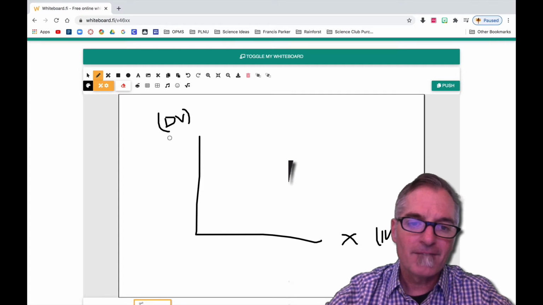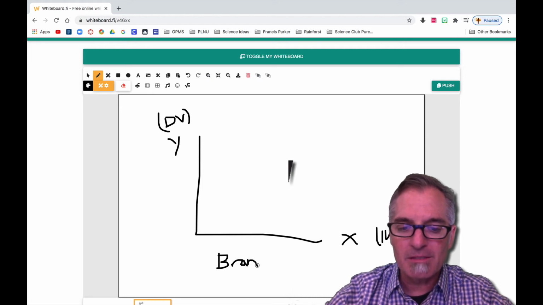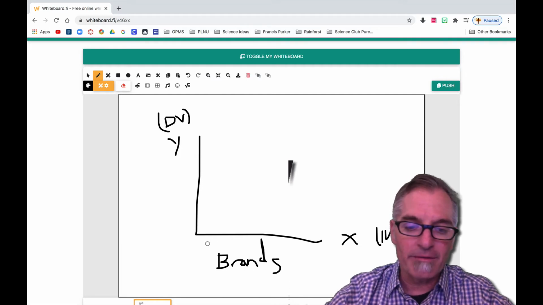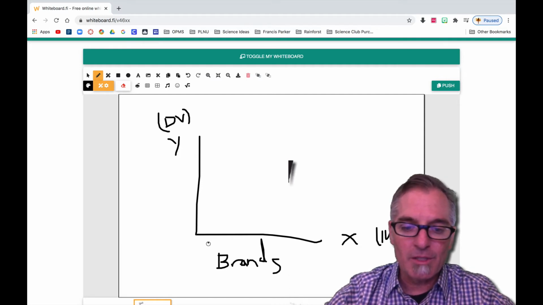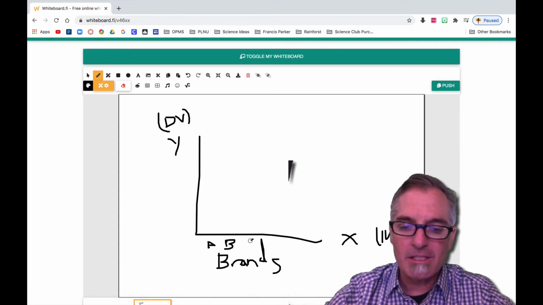Here, on the x-axis, this is going to be the brand of light bulb. Brands of light bulbs. So, I don't know, you could put light bulb 1 brand, or actually we could put letters like A and B and then C and then D. And we probably want to not know the brands of the light bulb so we're not biased.